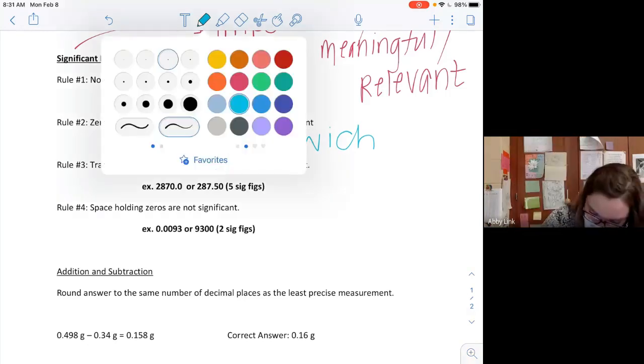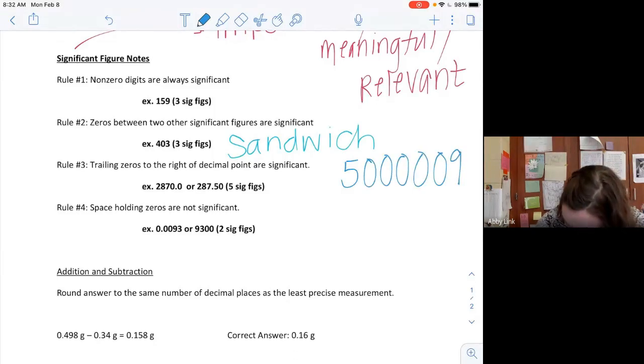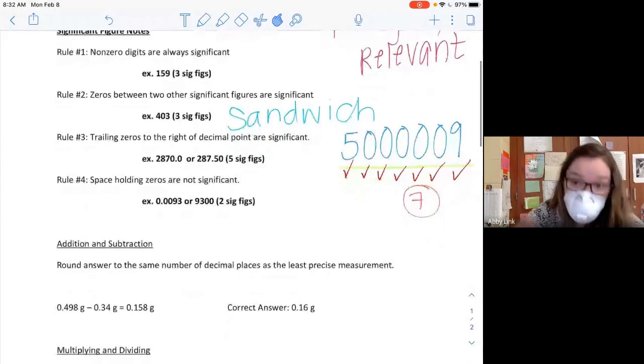So those zeros in between 2 sig figs are significant. Now, let's take it a step further. I have this number here, 403. But let me be a little obnoxious, if I may, and write down something like this. Because every 0 here is sandwiched between 5 and 9, every 0 is significant. So if I were asked how many sig figs I would find here, I would report 1, 2, 3, 4, 5, 6, 7. This number has 7 sig figs because those zeros are sandwiched. Not too tricky yet, right?